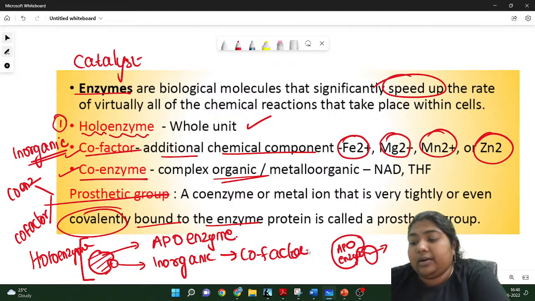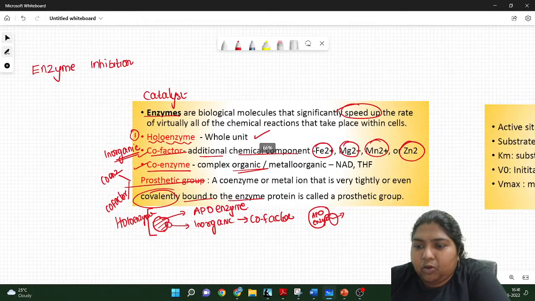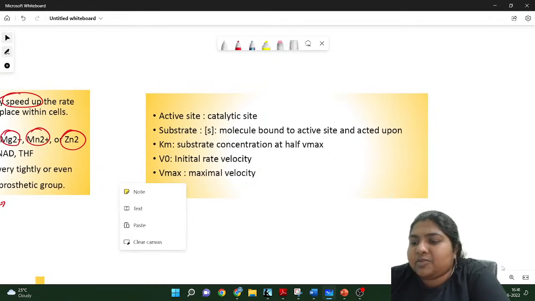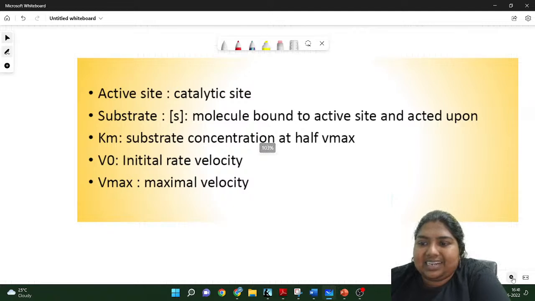So let it be your coenzyme or let it be your cofactor, no issues, but it must be very tightly bound. Only if it is very tightly bound is it called your prosthetic group. So till now it is all clear to you: what is a holoenzyme, what is a cofactor, what is a prosthetic group. We will see in detail about the next important definitions. Few terms are always very much welcomed in our subject.